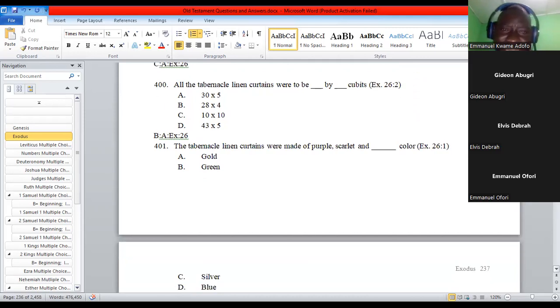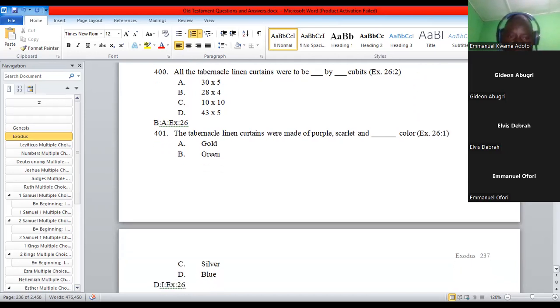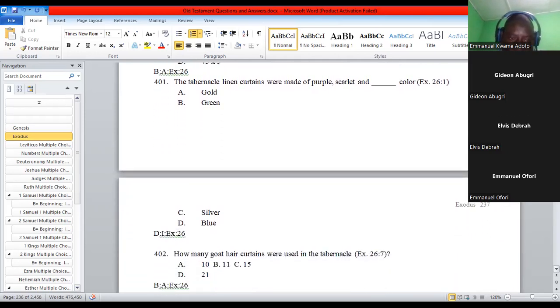The tabernacle linen curtains were made of purple, scarlet, and dash color. What other color was there? Blue. Blue, blue. Okay. How many goat hair curtains were used in the tabernacle? We already have it coming, so don't worry. Okay, so let's continue.